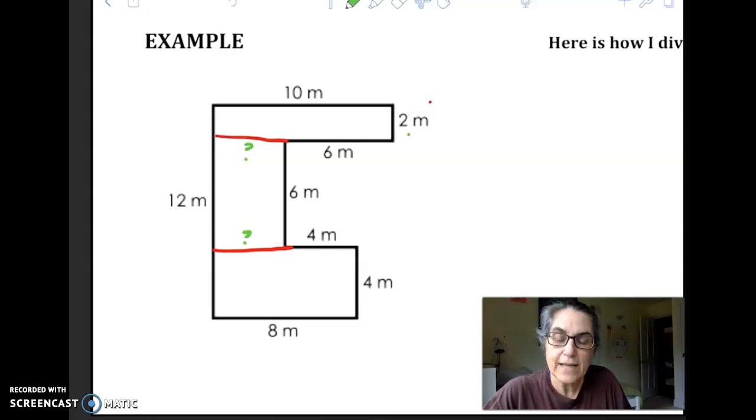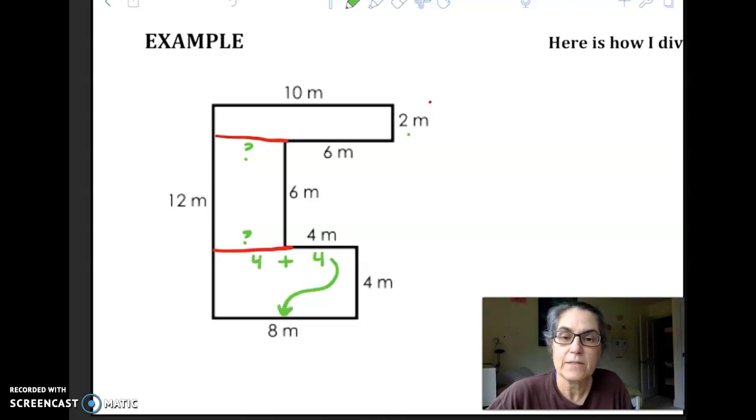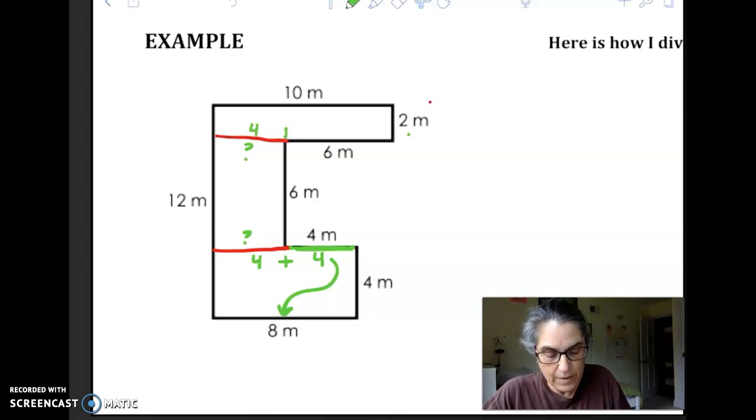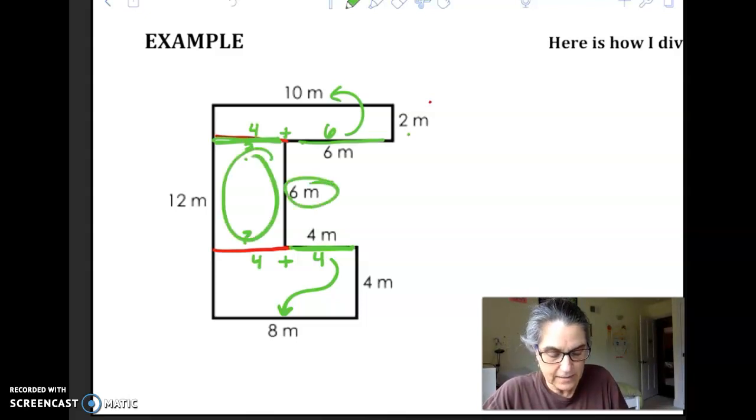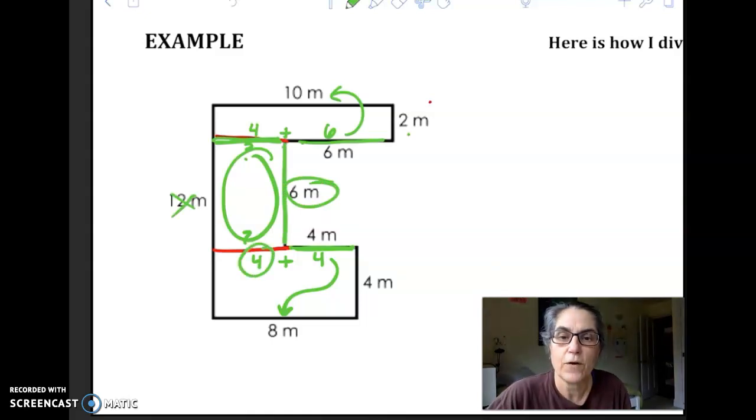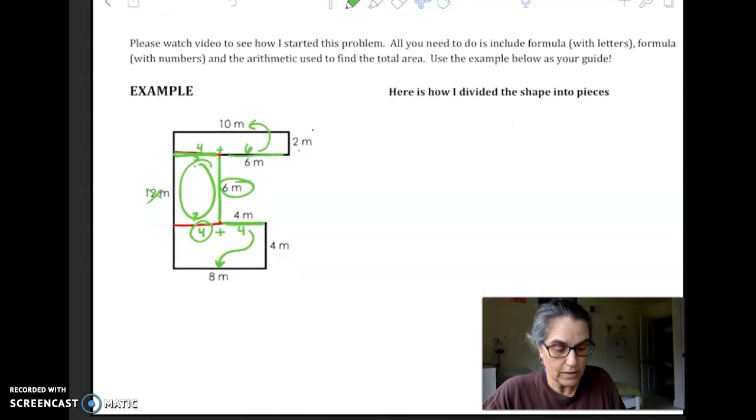If I look at the bottom rectangle, I know that that missing piece has to be added to this length here, 4, to get 8. So 4 plus 4 is 8. I can verify that that's true up above by saying that this missing piece right here plus the 6 has to give me the 10. And that's true. So I find the area of this middle rectangle by taking the 6, not the 12, because this side is only 6 right here, and multiplying it by the 4. And then I would find the area of those three rectangles, add them together to get the total area.